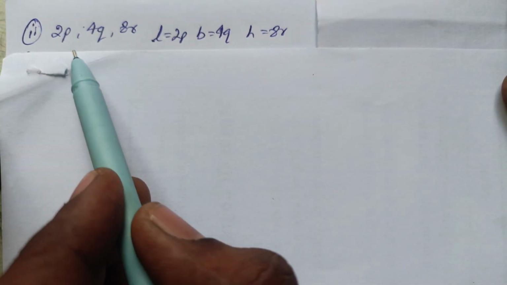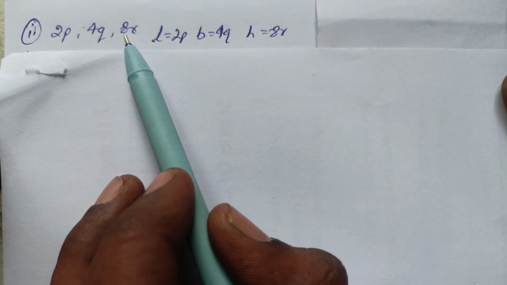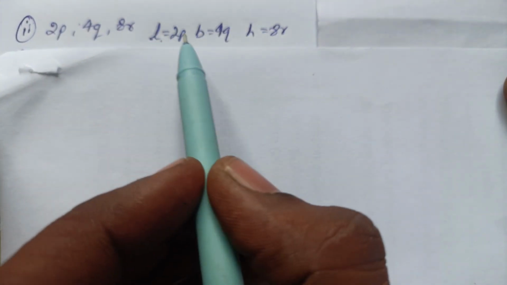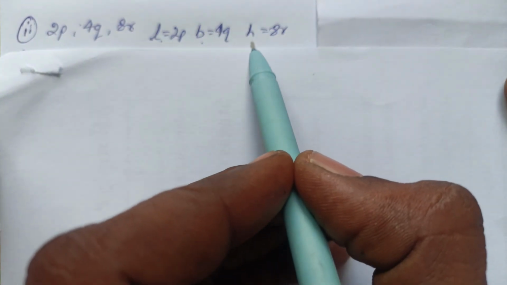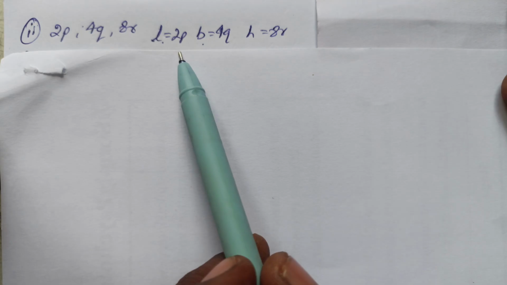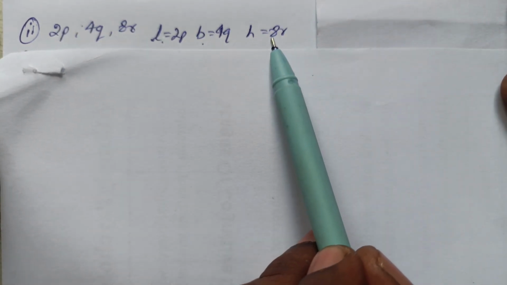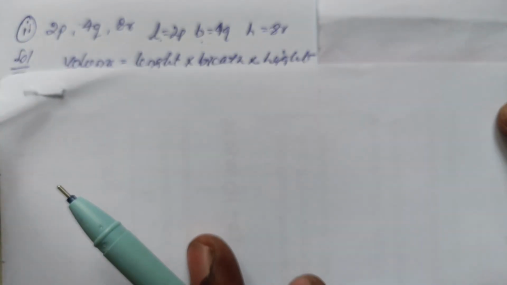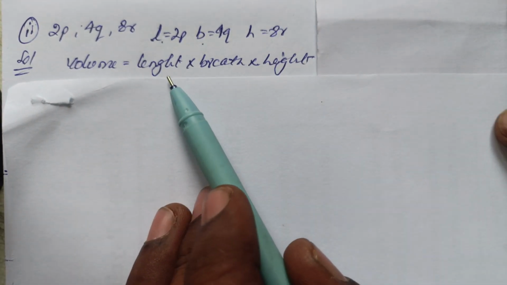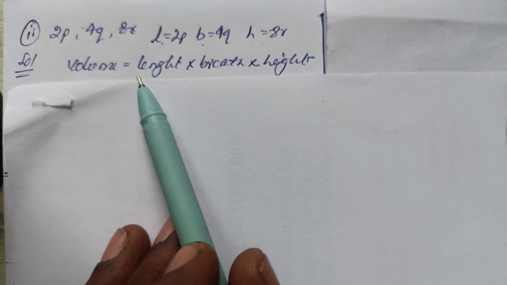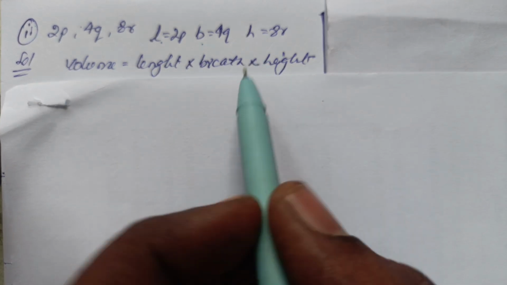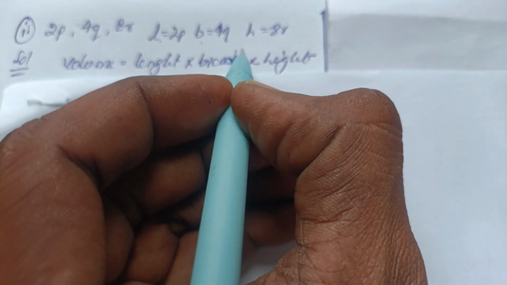Now we will see the second one. There they have given here 2p, 4q, 8r. So L is length, B is breadth and H is height. So from this we know that length is equal to 2p, breadth is equal to 4q and height is equal to 8r. So we know that the volume of a rectangular box is length into breadth into height.